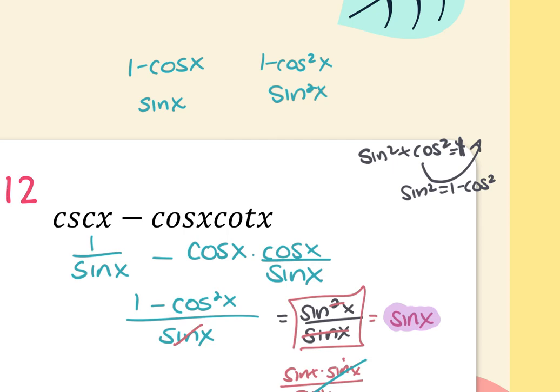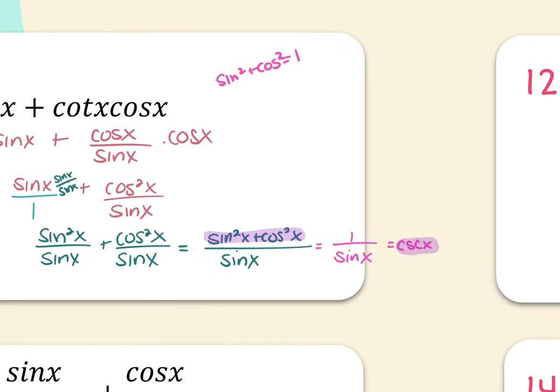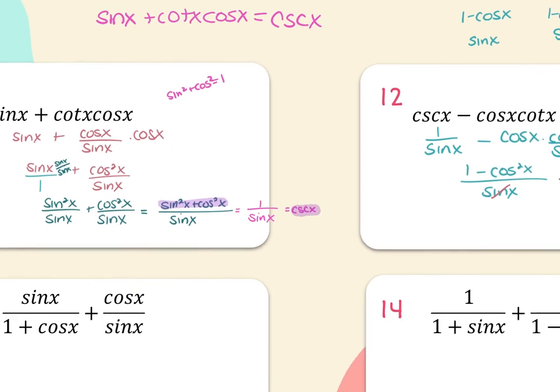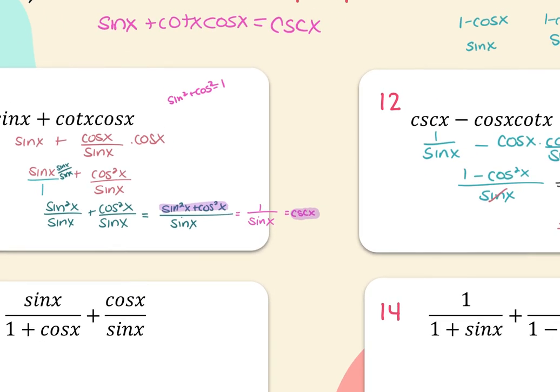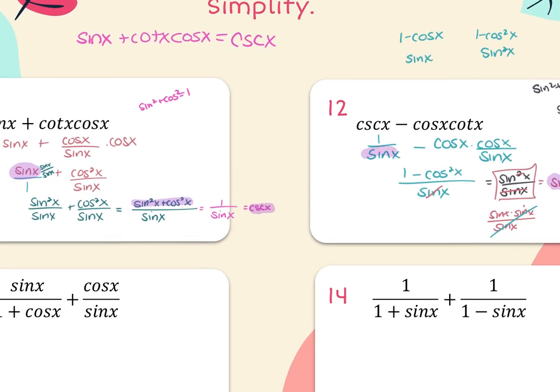How come for number 11 you have to change the denominator of the sine x? So if you look, the sine was in the numerator here, right? It didn't have a denominator. Here, it's in the denominator already. So they already had the like denominator.